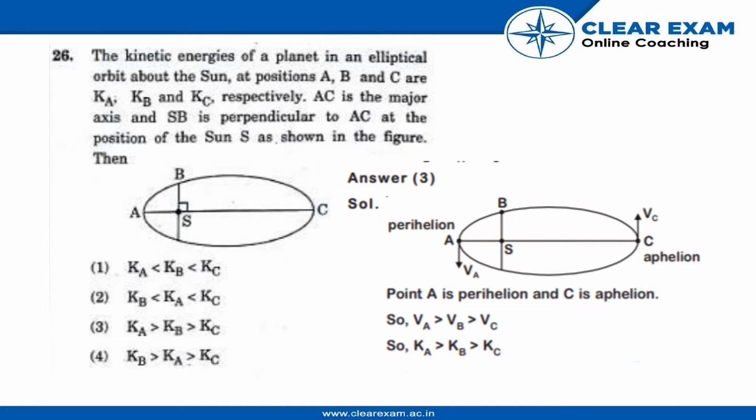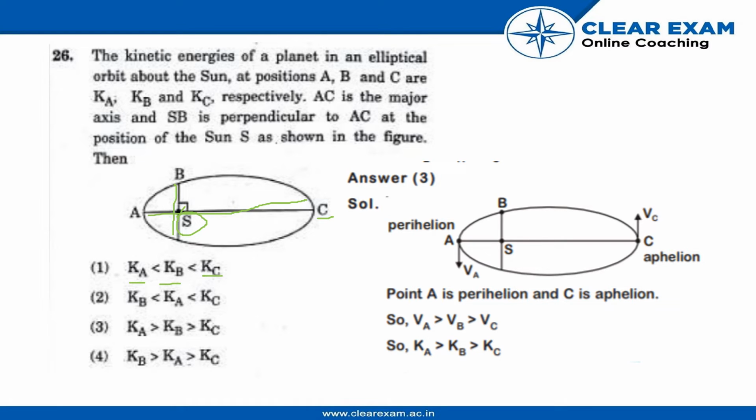Hello. So our today's question is: the kinetic energies of a planet in an elliptical orbit about the Sun at points A, B and C are Ka, Kb and Kc respectively. AC is the major axis and SP is the perpendicular to AC at the position of S, that is the Sun, as shown in the figure. Now we have to tell about the energies at different points.